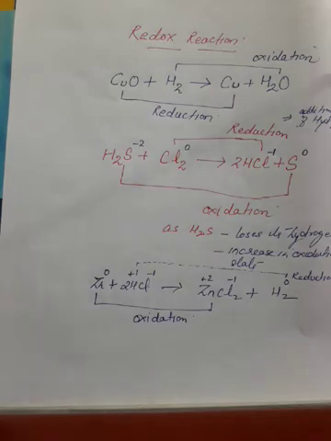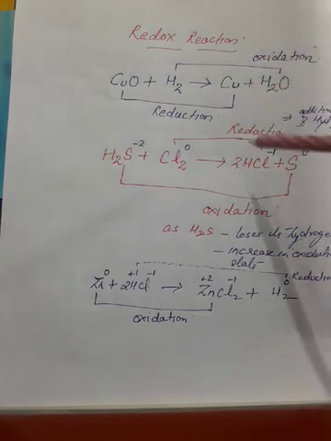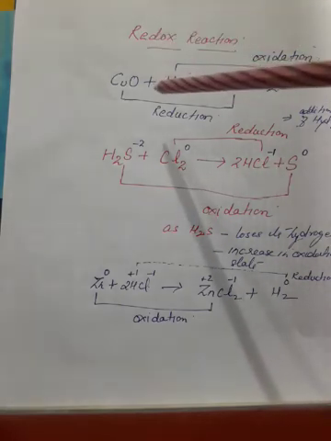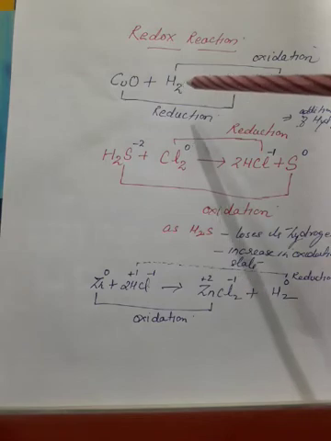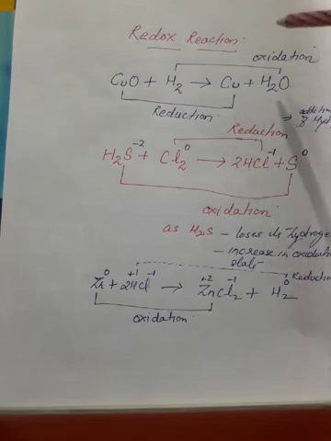So one or two examples only I will explain, so try to understand. One very simple one is given in class 8th, 9th and 10th books. That is why I have taken this example first. Copper oxide reacts with hydrogen to form copper and water. So this is an example of a redox reaction. How to explain?